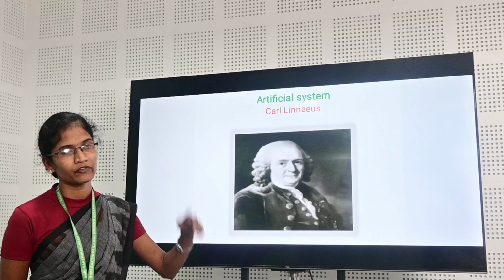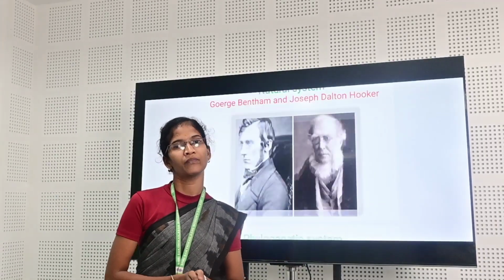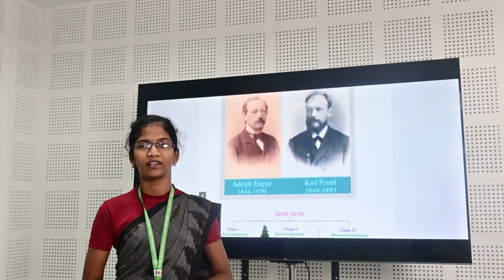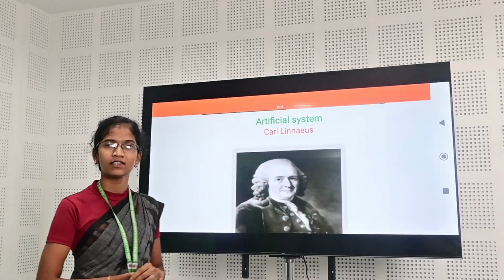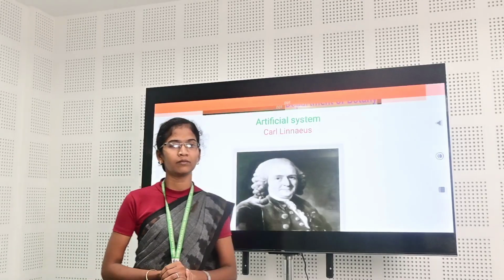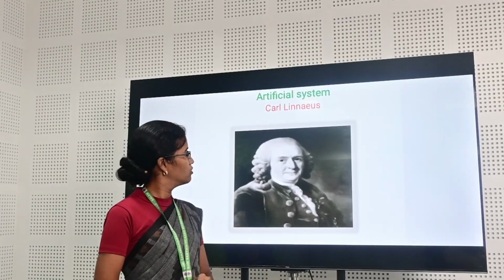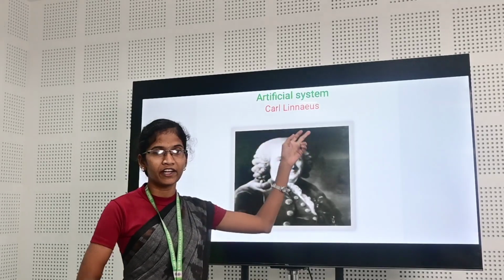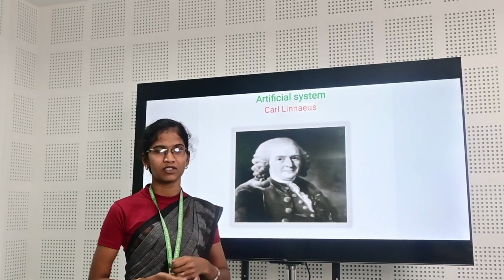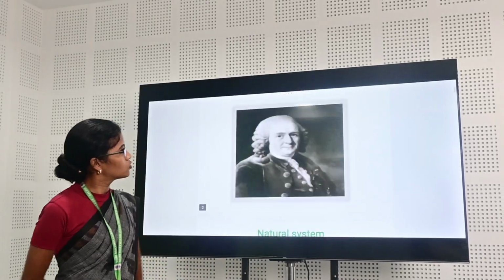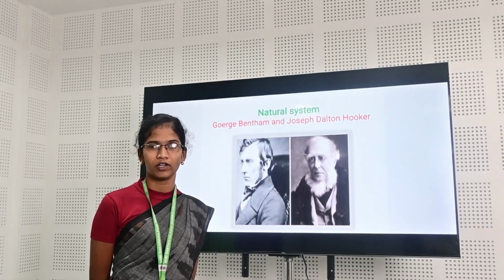Okay, so systems of classification are divided into three groups: natural system, artificial system and phylogenetic system. First, the artificial system, which is characterized by only a few species. For example, Carolus Linnaeus' system is the best example of the artificial system. The artificial system classified plants according to alphabetical order.